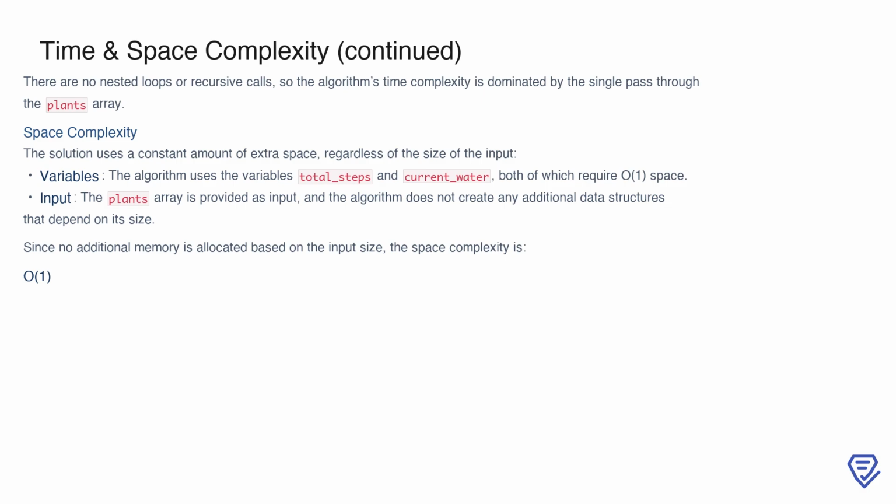The absence of nested loops or recursive calls ensures that the time complexity is solely determined by the single pass through the plants array. Now, turning to space complexity, the solution uses only a constant amount of extra space regardless of the input size. Specifically, it uses variables like total_steps and current_water, both of which require O(1) space. The algorithm does not create any additional data structures that depend on the size of the plants array. Since no extra memory is allocated based on the size of the input, the space complexity is O(1). This fixed memory usage makes the algorithm highly space efficient.